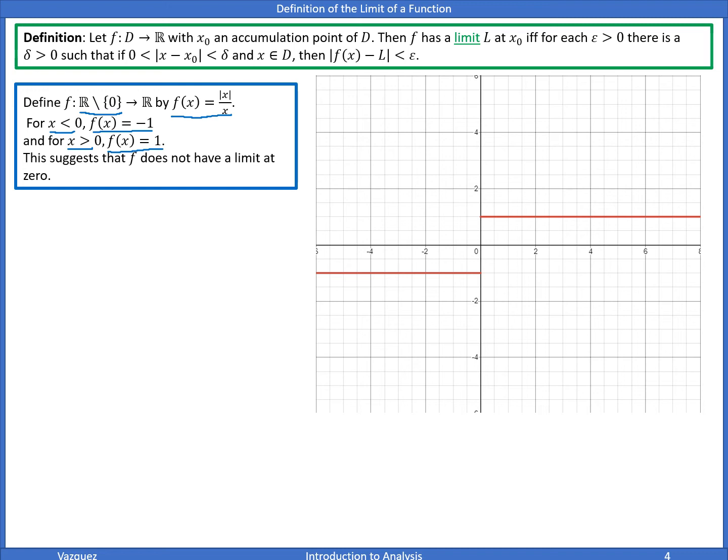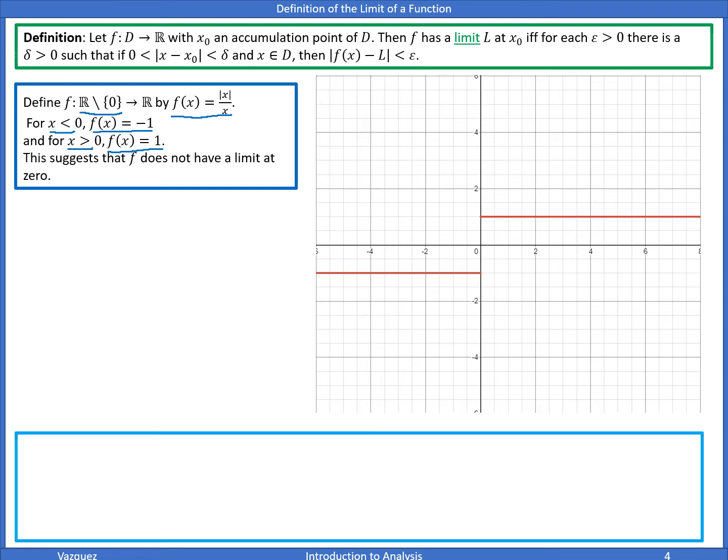And here, from your skills in calculus, you would say that this function does not have a limit at 0. Because again, if you use your 2 fingers from the right and from the left, they don't touch at x equals 0, right? So now we're going to proceed to show that indeed it does not have a limit at 0.